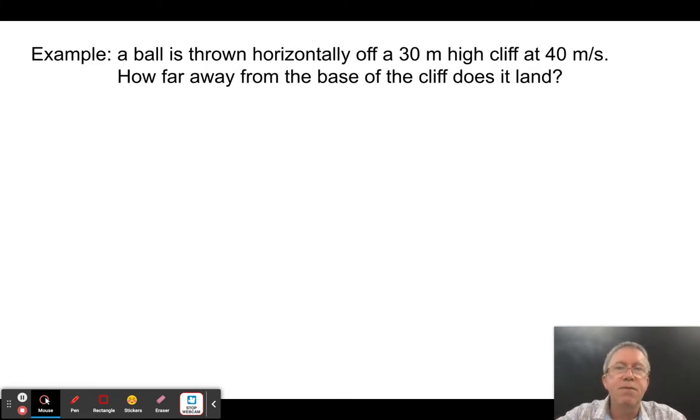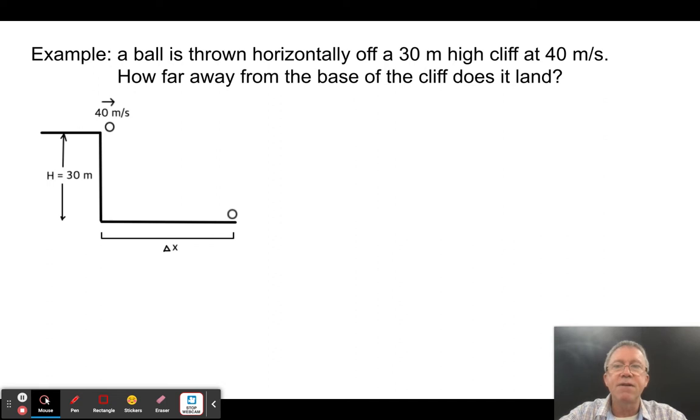So let's just try an example of this. I have a ball thrown horizontally from a 30-meter cliff at 40 meters per second. How far away from the base of the cliff does it land? The first thing I have to keep in mind is I'm going to draw a picture. It's always a good idea. I'm trying to find this delta x, the horizontal position of it. And this is the vertical component of motion. So I have to use this to find time.